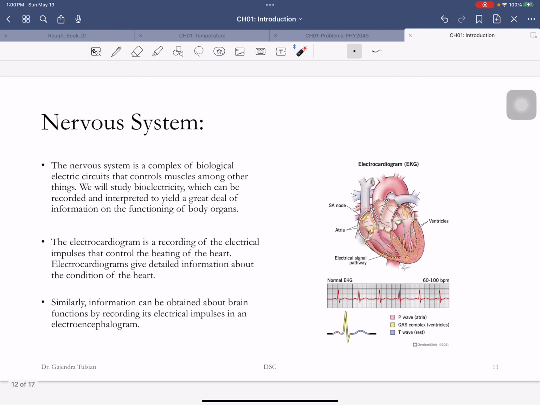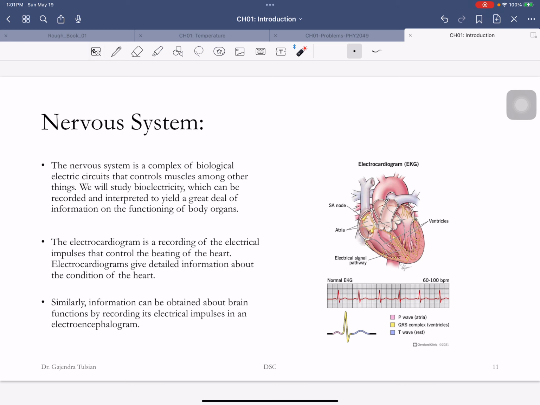Our nervous system is, of course, pretty amazing. You have 90 billion interconnected neurons. So our nervous system is a complex of biological electrical circuits. A muscle contraction can be initiated by an electrical impulse. So when your heart beats, it's a series of synchronized contractions. The electrical impulses involved will be studied.